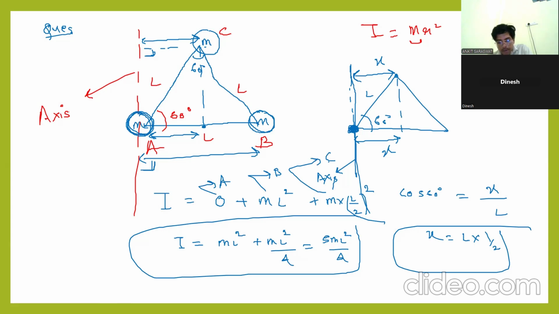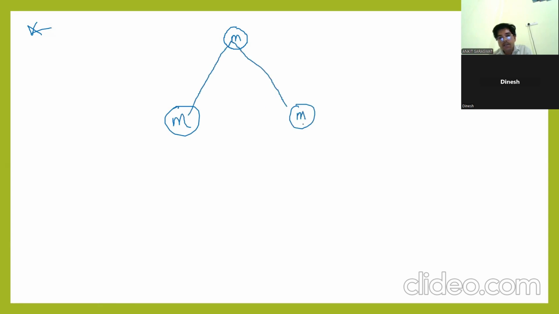Clear? I have taken the axis here, but if you take an axis not like this, then the next question. Moment of inertia is a term that depends on the axis. If you change the distribution of mass, meaning if you change the axis, then the moment of inertia value will also change. Same question, three masses, with distances L, L, L.